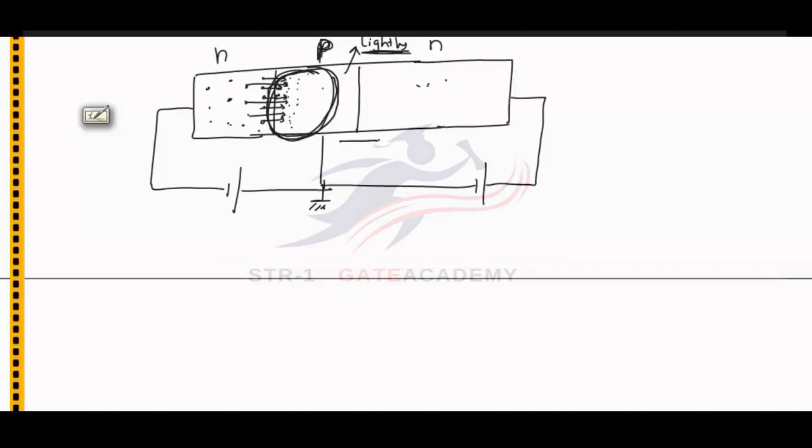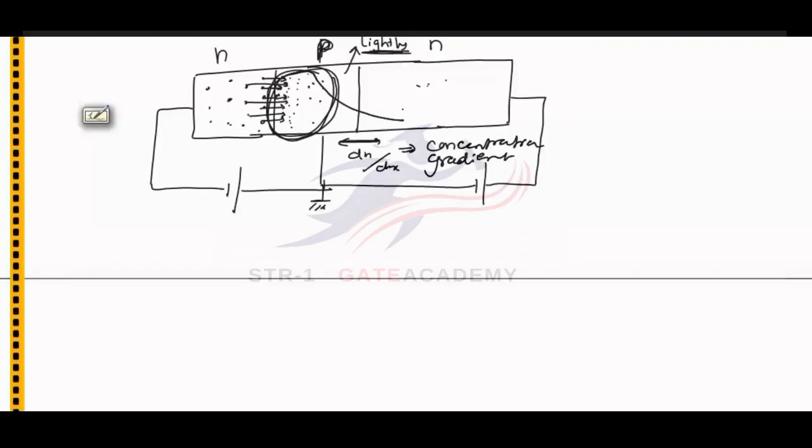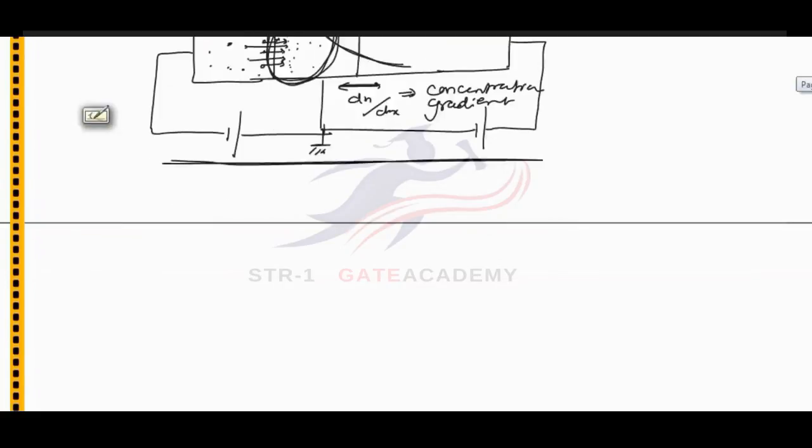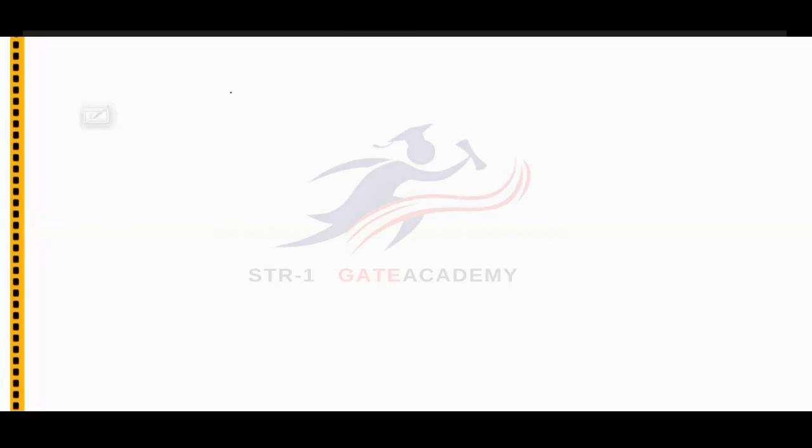So we can say that between these two regions there is a change in concentration with respect to distance, which means a concentration gradient is created. If a concentration gradient is created, these charge carriers will diffuse from higher concentration to lower concentration, which means these charge carriers will reach the collector. This is the basic operation of BJT, and now we will discuss the doping and areas of the three layers.